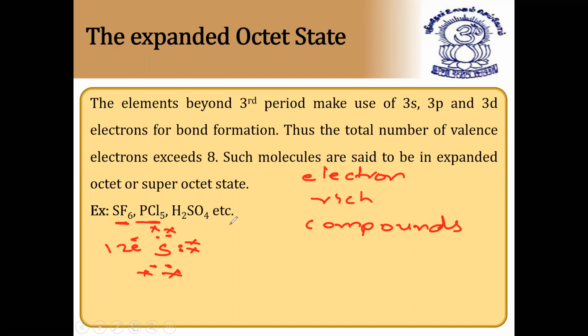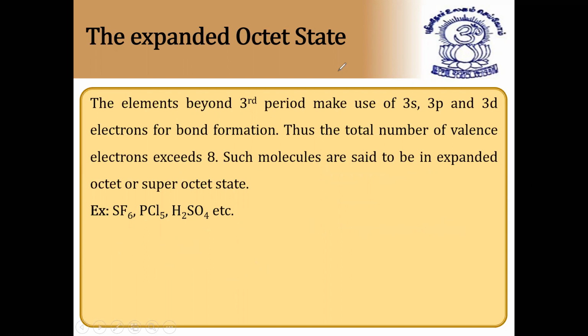Like in the case of PCl5, phosphorus gets 10 electrons after sharing. And in H2SO4, sulfur is also getting more than 8 electrons. So in this way, these are nothing but electron-rich compounds. This is also one exception to the octet rule.